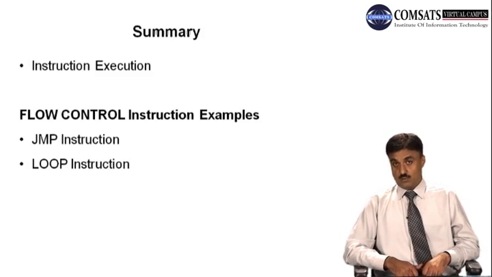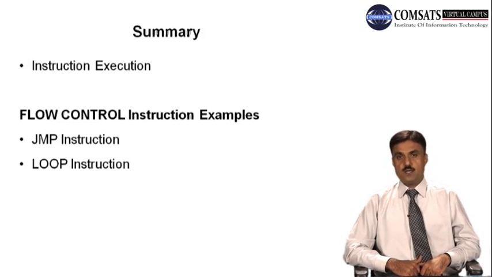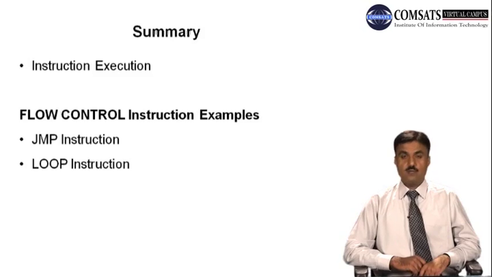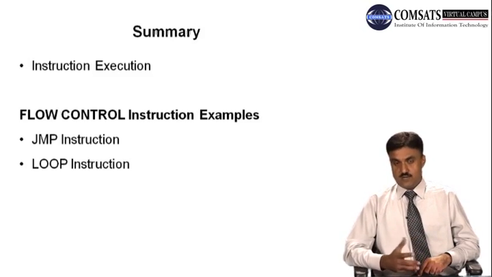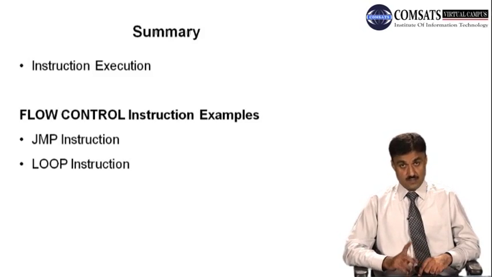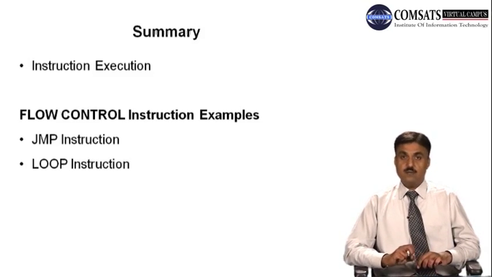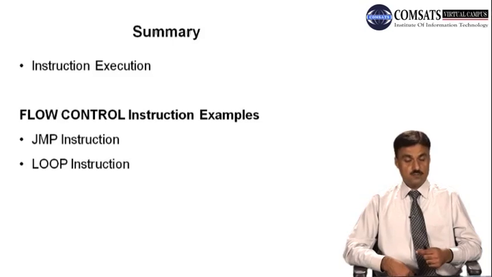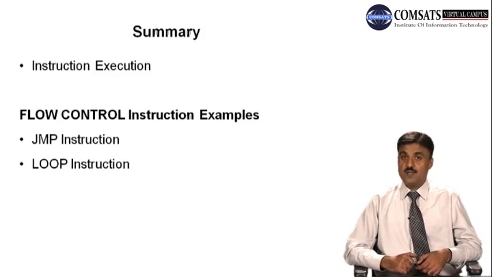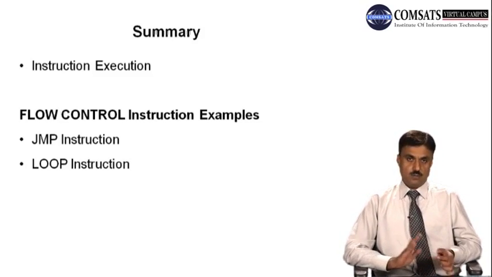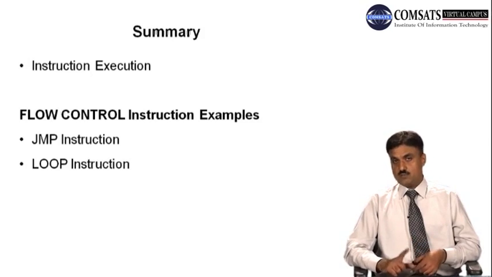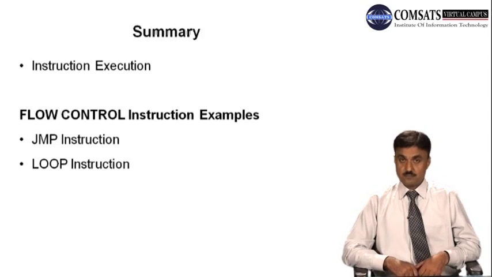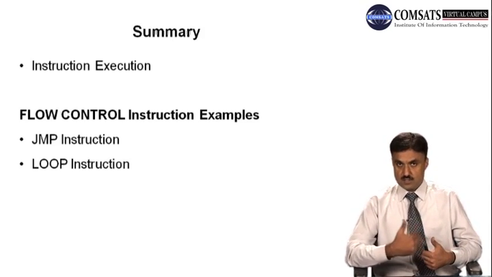Then we discussed the loop instruction. This loop instruction is a conditional flow control instruction. It utilizes the ECX register as a counter. So first we have to assign some value to the ECX register, and then it will automatically decrement when the loop instruction is executed. The logic was, if ECX is not equal to 0, then the loop instruction will jump to the target or label. If ECX is equal to 0, then it will not jump. It will continue toward the next instruction, the sequential flow.